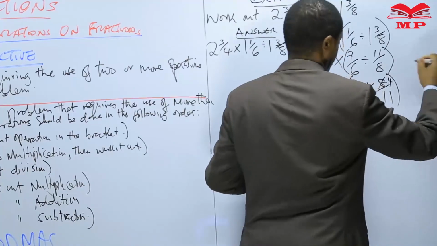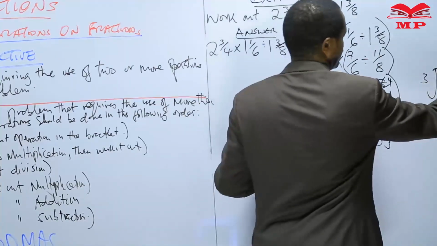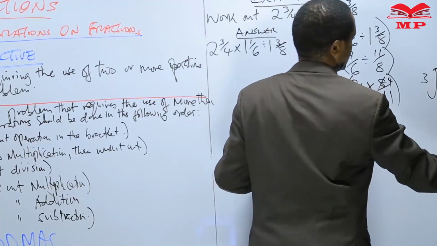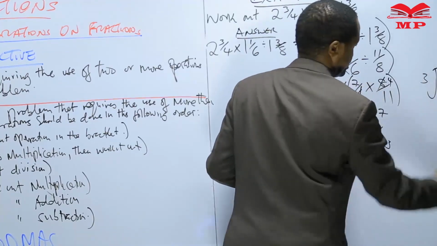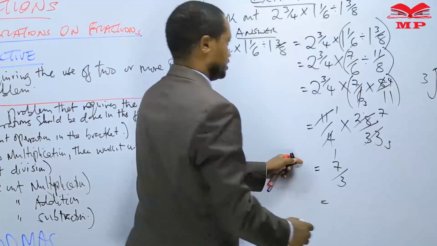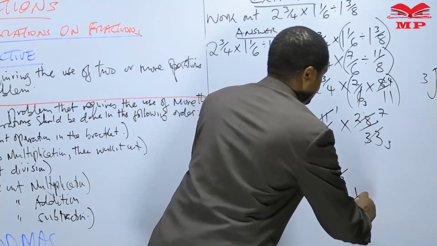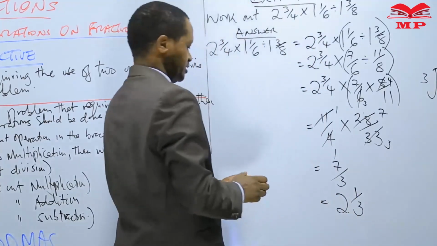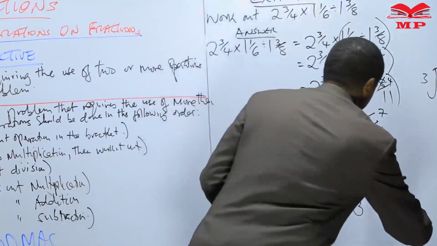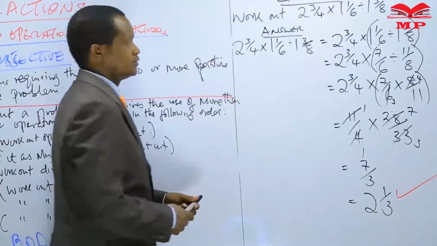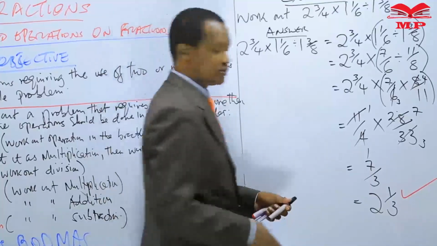7 divided by 3. 3 goes into 7 2 times. 6, 1. So it's 2 and 1/3. So the answer is 2 and a third. This is the answer. Learners, that is example 1.